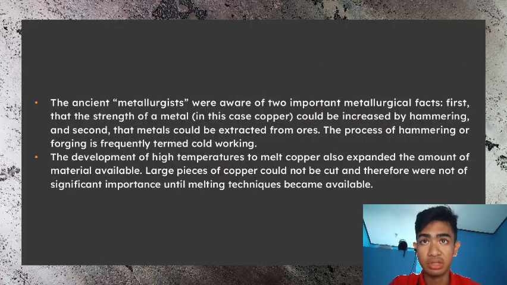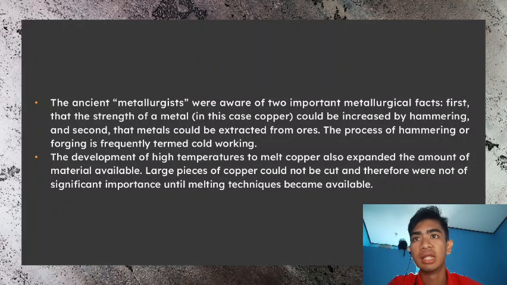The ancient metallurgists were aware of two important metallurgical facts. First, that the strength of a metal could be increased by hammering, and second, that metal could be extracted from ores. The process of hammering or forging is frequently termed cold working.